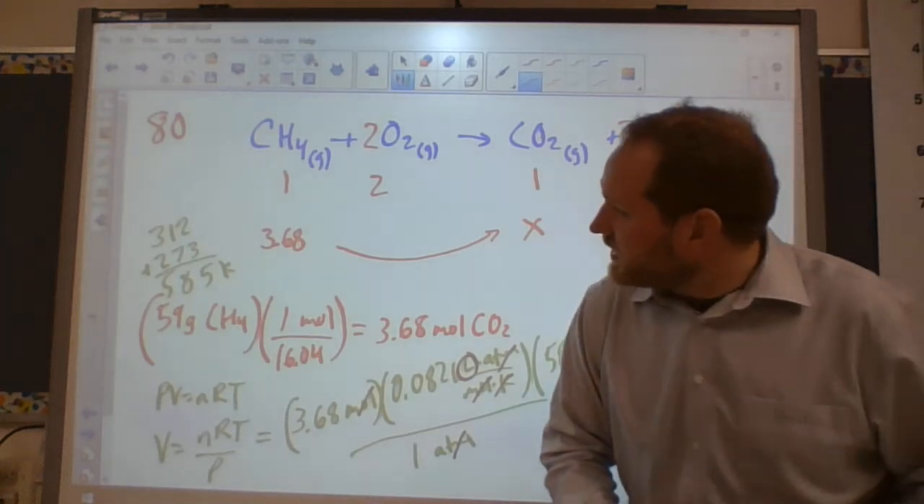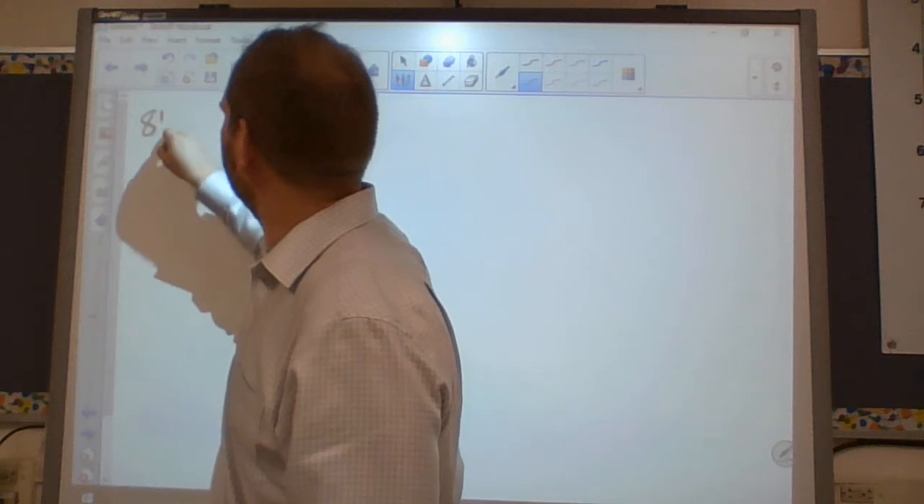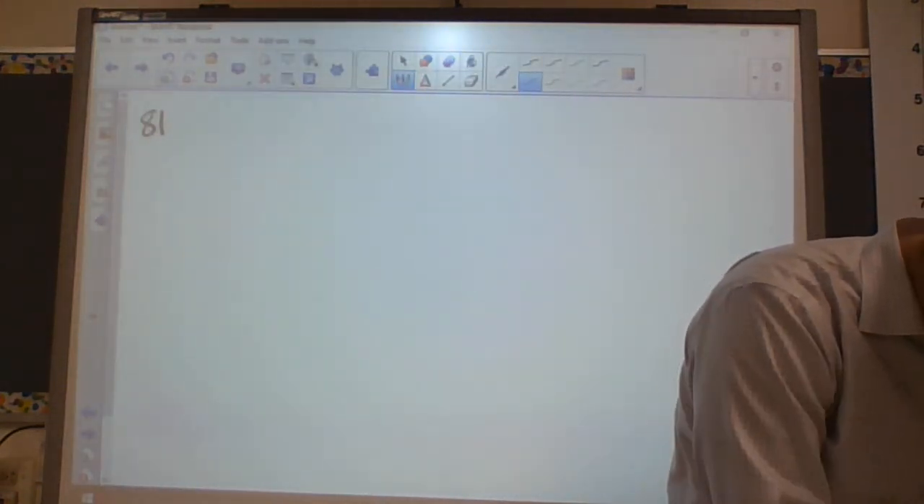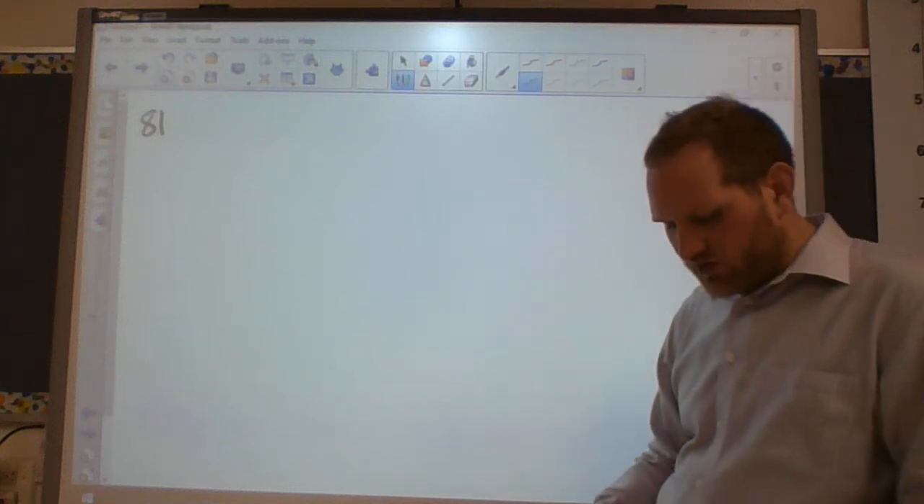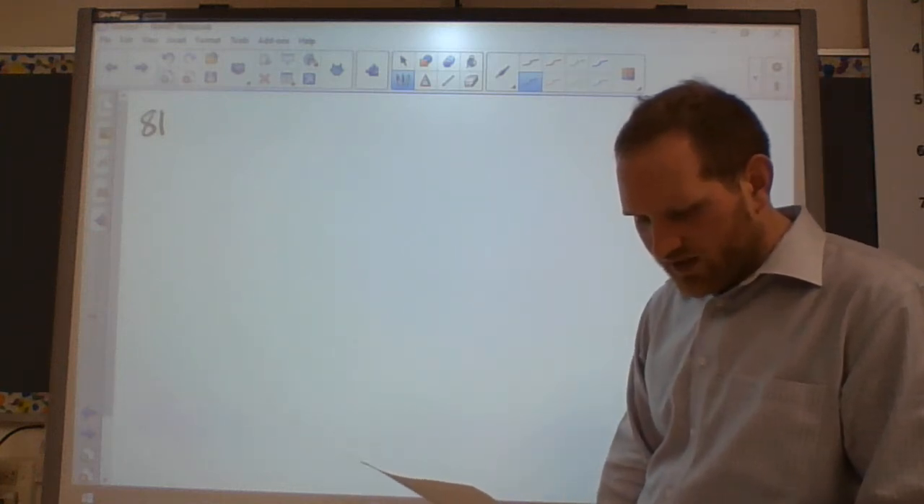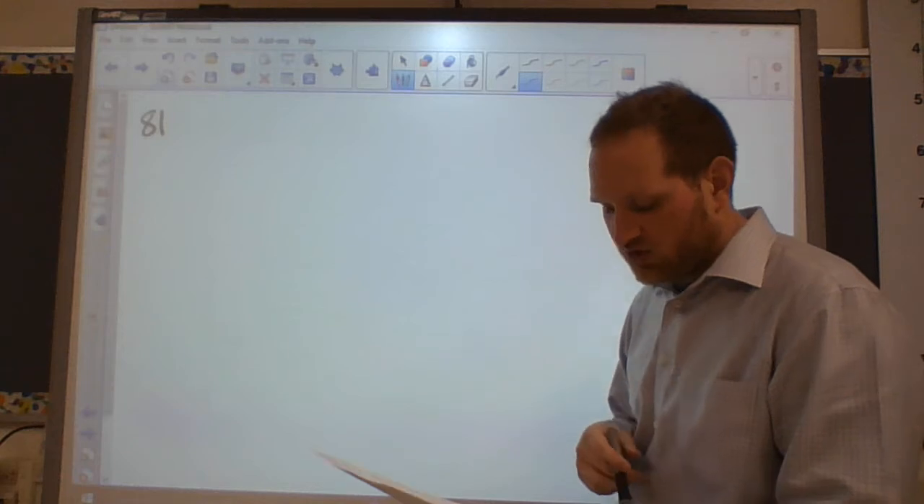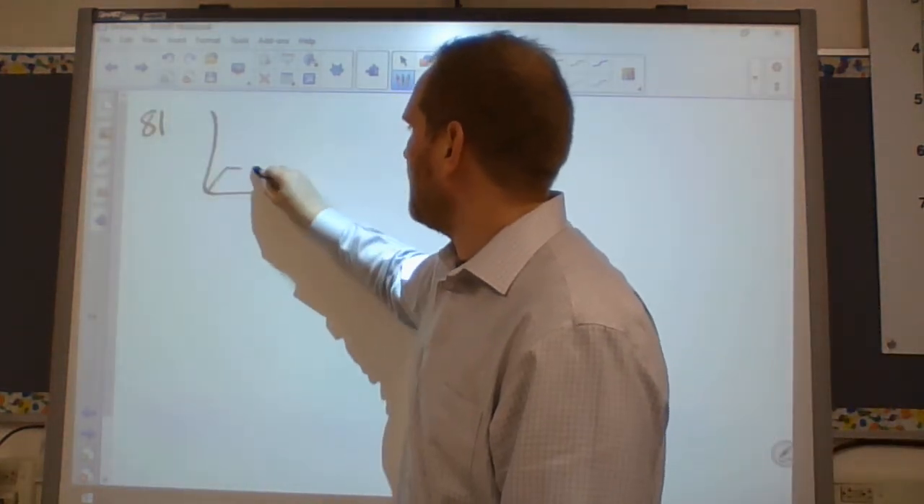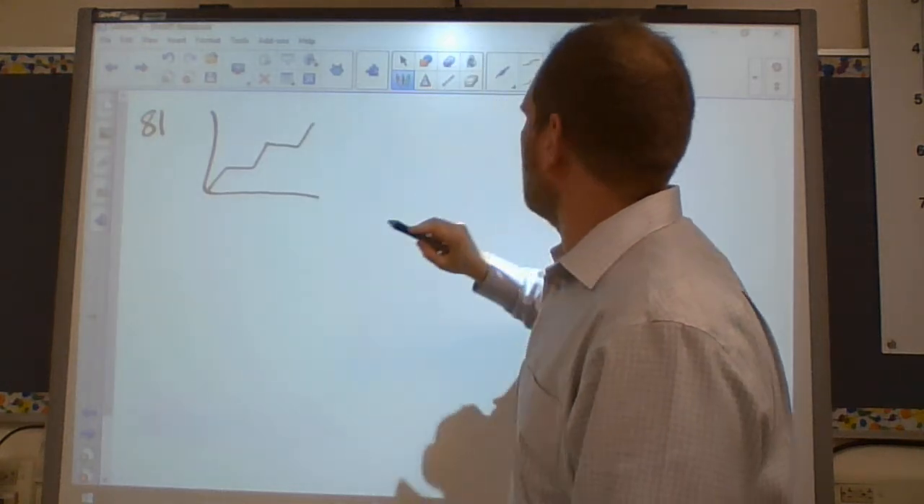Okay. 81. We have 83 grams of water. It's at 22 degrees and it's going to completely freeze. We're saying how much heat is required. So, heating curve, up, flat, up, flat, up. We're starting at 22 degrees.